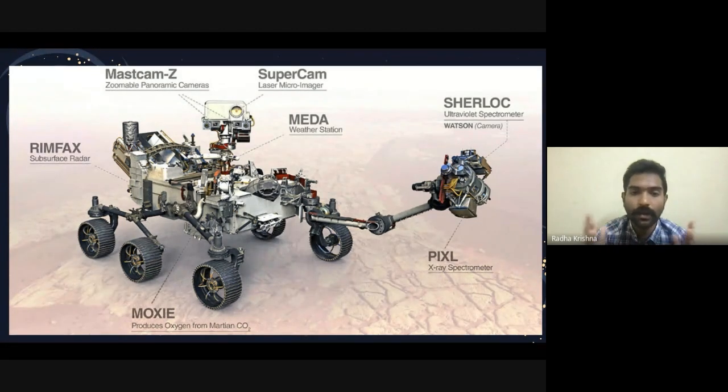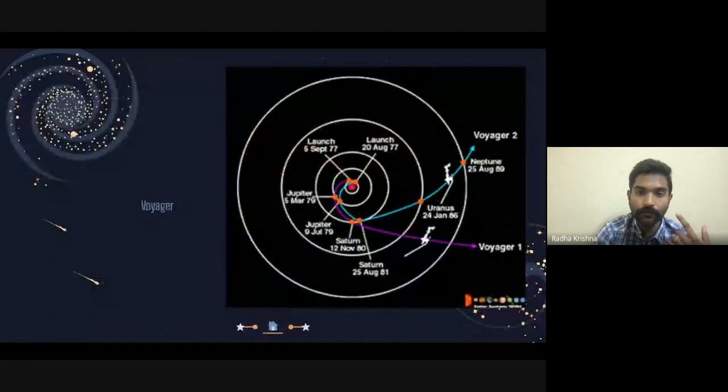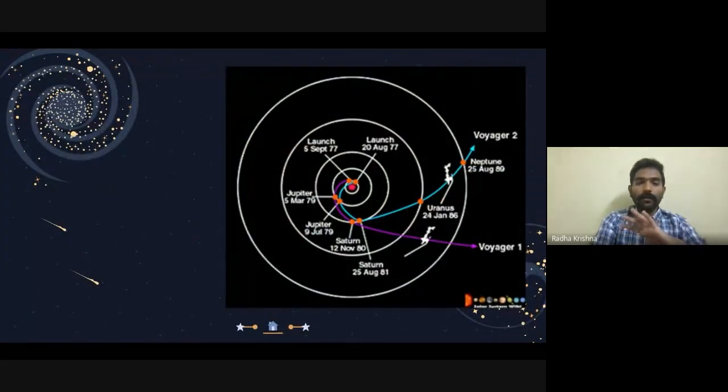Weather station is a standard weather station, giving you density, pressure, temperature, etc. You have ultraviolet spectrometer, spectroscopy done in the ultraviolet range, and you have X-ray spectrometer, the similar kind that was there on Chandrayaan. Now, we have understood in a broader way how planets are studied.